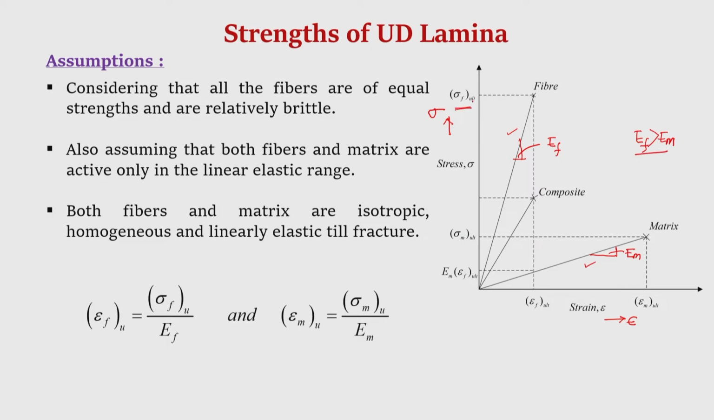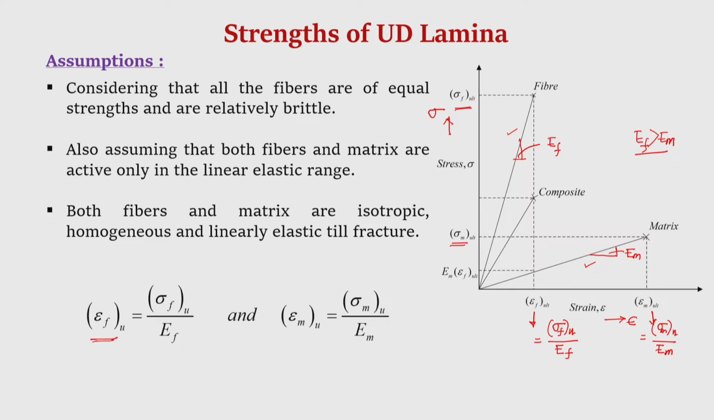So, knowing the ultimate tensile strength of the fiber, sigma f u, we could obtain the ultimate tensile strain at which the fiber fails, because we have considered the fiber to be elastic till its failure. Therefore, this is nothing but obeying Hooke's law. This is the ultimate stress of the fiber at failure divided by the Young's modulus of the fiber. Similarly, for the ultimate strain of the matrix at failure, again considering that till failure it is elastic and obeying Hooke's law, the matrix ultimate stress is sigma m u.